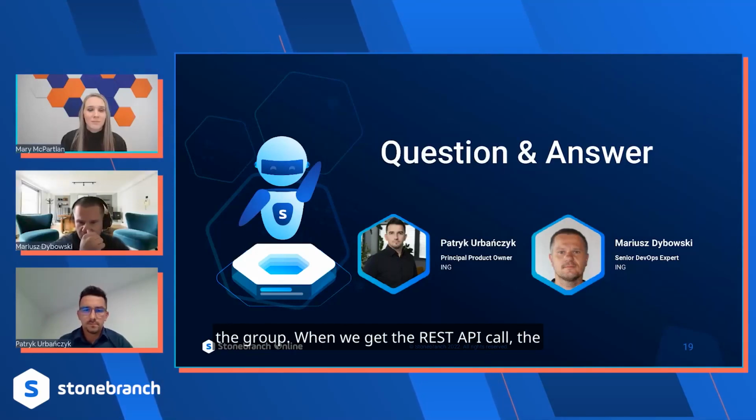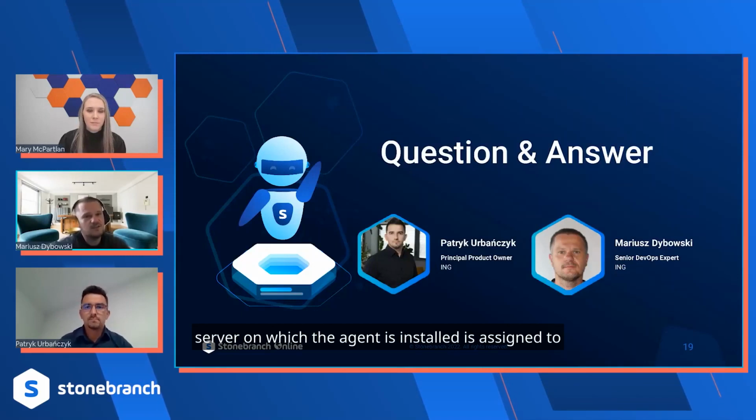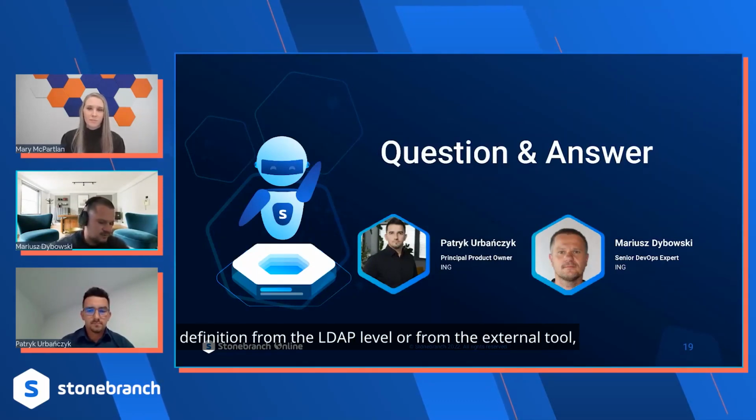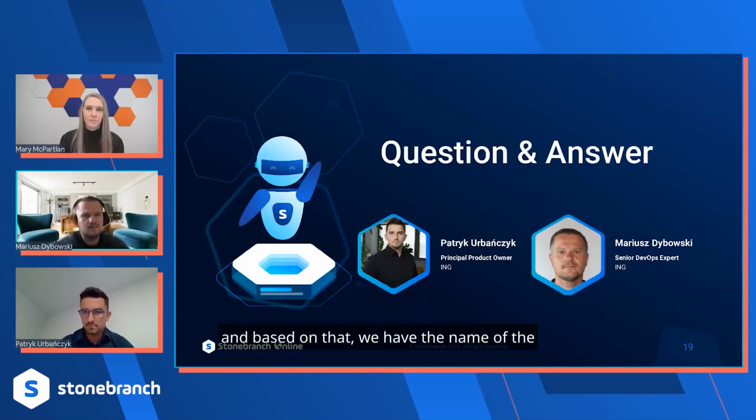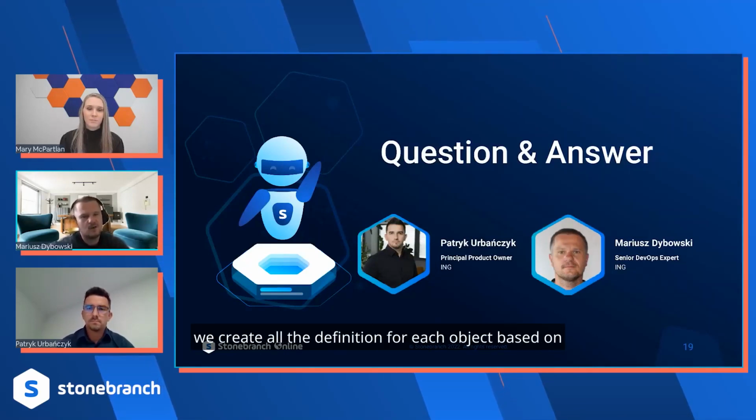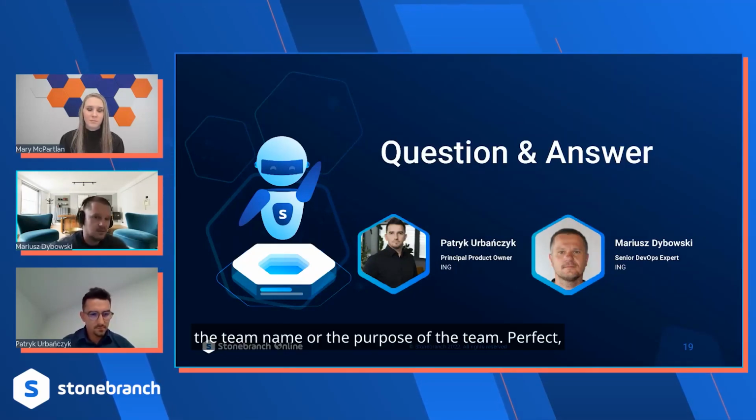It's based on the groups. So when we get the REST API call, the server on which the agent is installed is assigned to a particular group. And we can fetch all the group definitions from the LDAP level or from an external tool. And based on that, we have the name of the team, or let's call it the purpose of the team. And we create all the definitions for each object based on the team name or the purpose of the team.